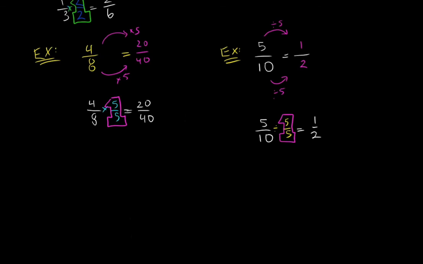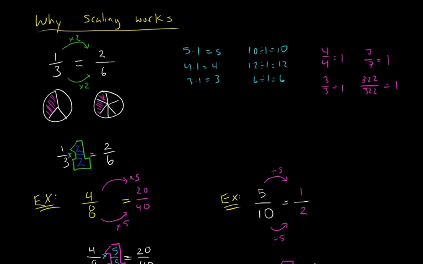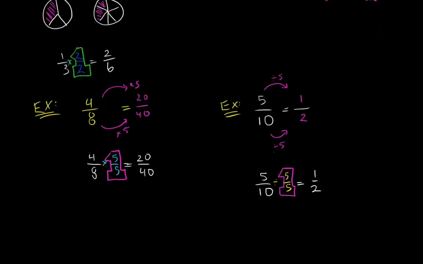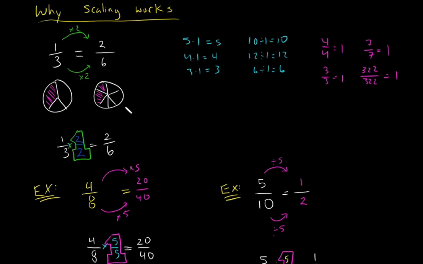So hopefully this helps you understand scaling a bit more, and how even though we're multiplying or dividing by another number and it looks different, they still have the same value. That's mainly because what we're actually doing is multiplying by 1, or dividing by 1. So either way, we're not changing the value, it just changes the way it looks. And we've seen with area models how they can look different, but they have the same value.